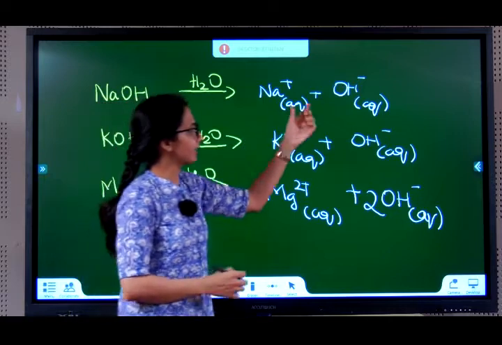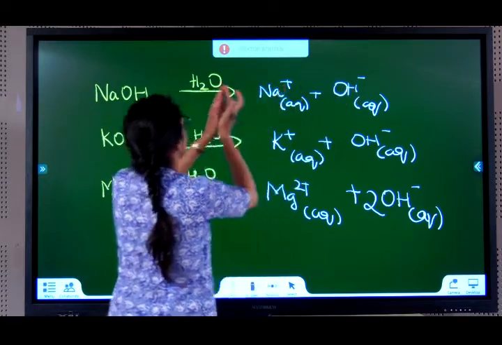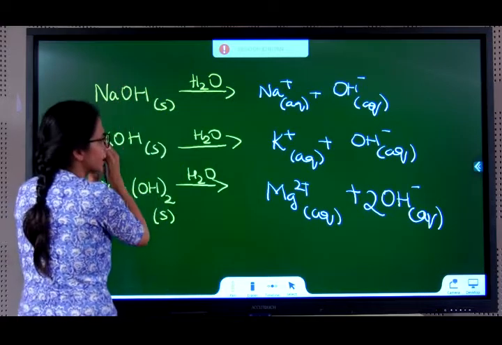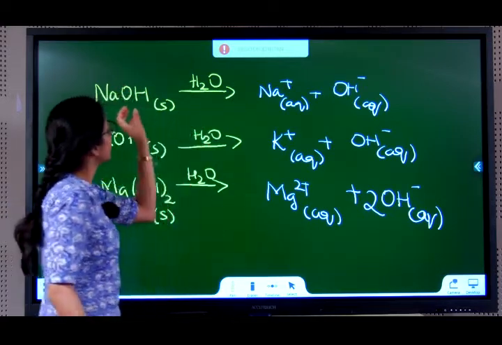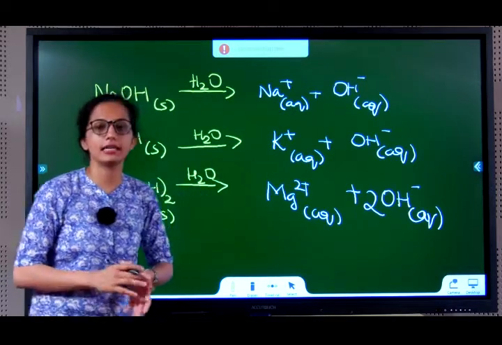As you can see, these are nothing new. See, if I combine sodium hydroxide, how do you get the formula? Na plus and OH minus together give you sodium hydroxide. So basically, this is ionization. It is getting split into its ions. This process is called ionization.